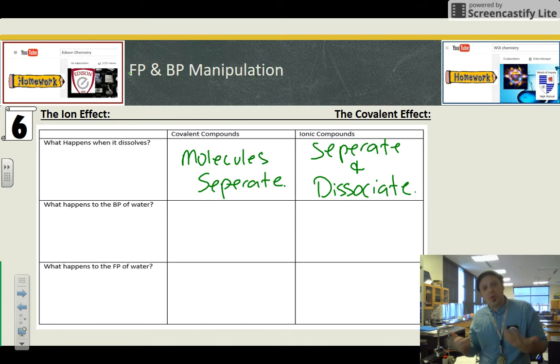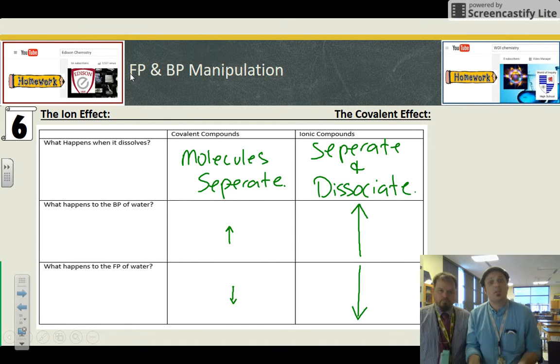What happens to the boiling point of water when I add a covalent compound to it? It goes up by a little bit. You can say that or you can use arrows. When you add an ionic compound to water, the boiling point goes up by a lot. What happens to the freezing point of water when I put a covalent compound in? It goes down a little bit. But an ionic compound, since it dissociates into more ions than the molecule will, depresses the freezing point even more.